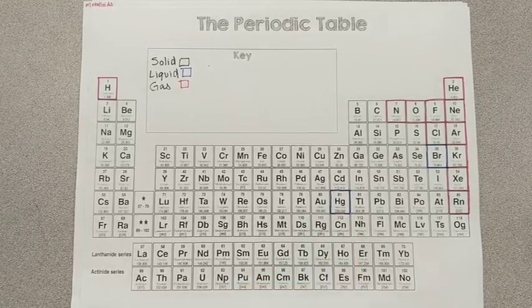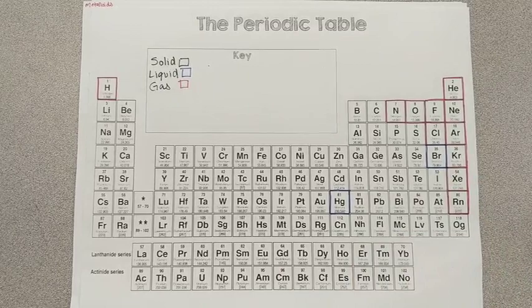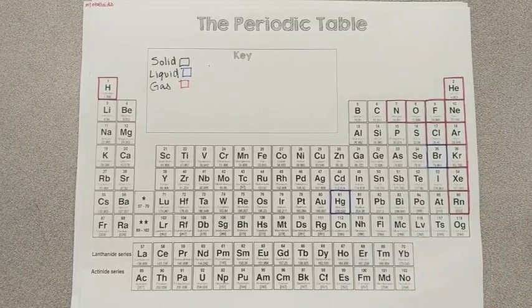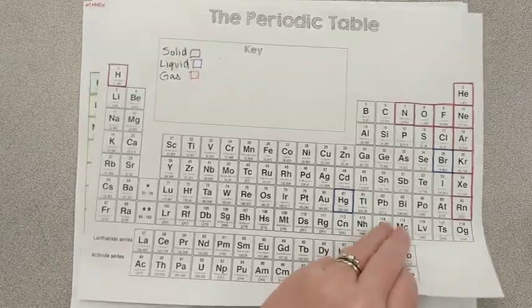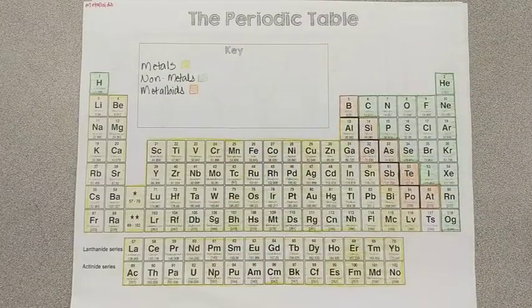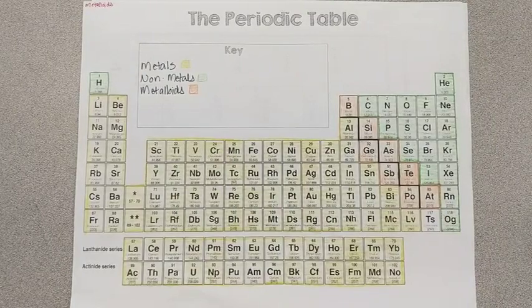We have mercury, which is actually a metal that's liquid at room temperature, and we have bromine, which is a non-metal that's liquid at room temperature. So if you need to pause and catch up with me, feel free to. We're going to move on and look at whether each of these elements is a metal, a metalloid, or a non-metal.